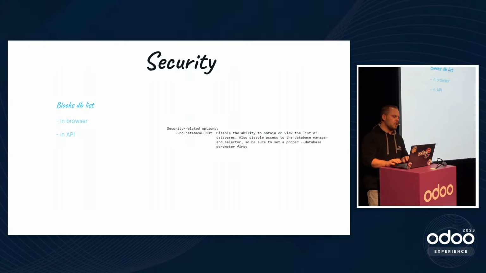It, of course, blocks it at the web level, so you cannot access the database manager or the database list. It also blocks it at the API level. So if someone does an XML RPC call or a JSON RPC call, they won't be able to get the list either. So by default, locally, you shouldn't really care about this. In production, always set it up.